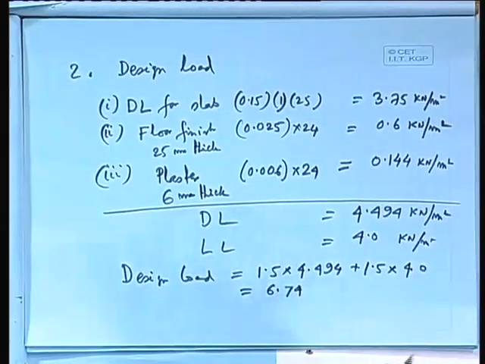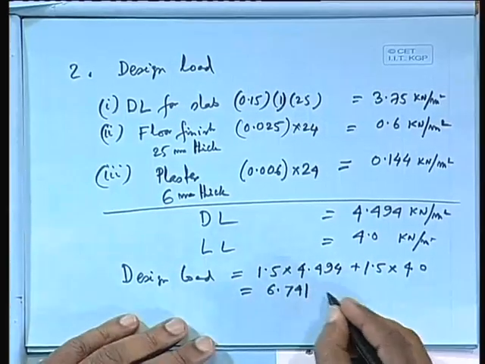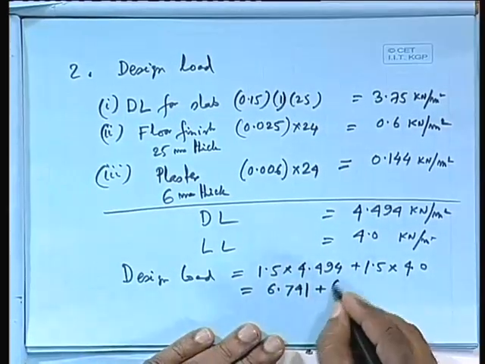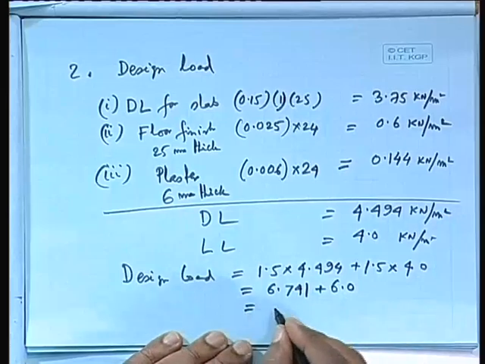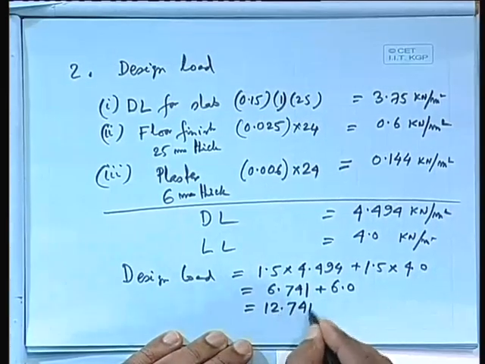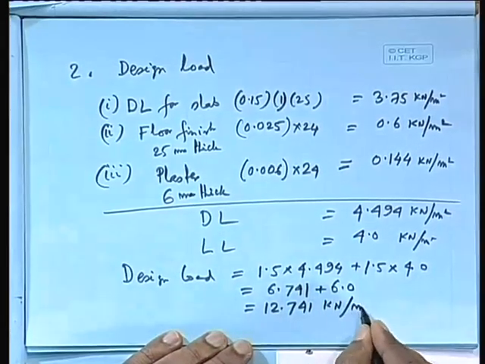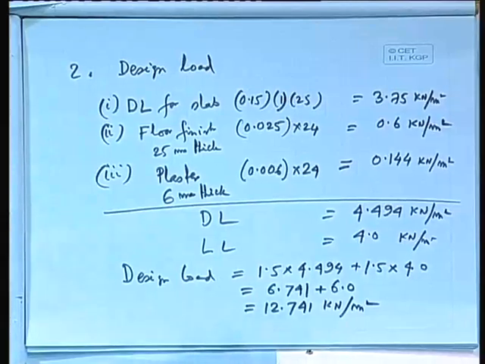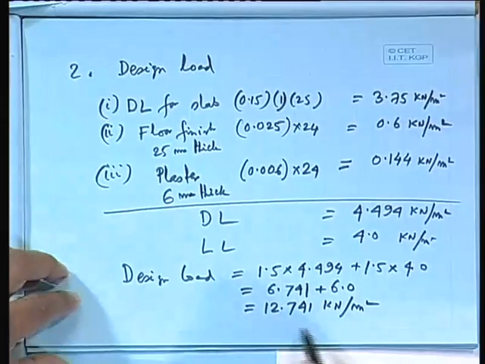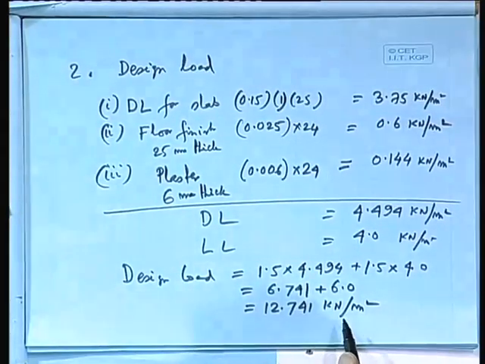I think I should make it a little bit clear. So 4.494 into 1.5, so 6.741 plus 6, which comes as 12.741 kilonewton per square meter. So this is your design load which we have to take. So design load we are getting 12.741 kilonewton per square meter.